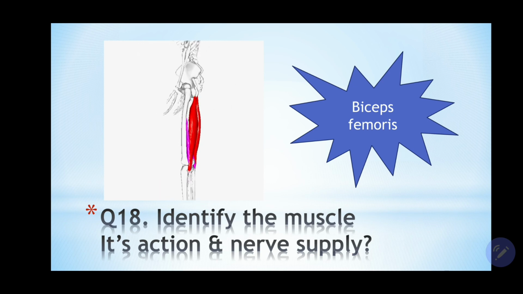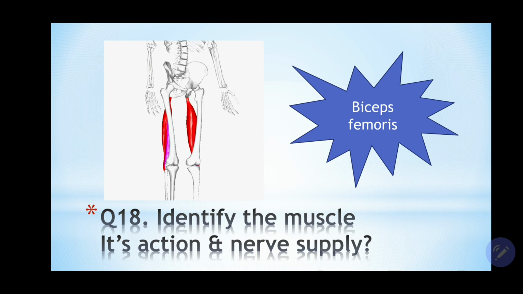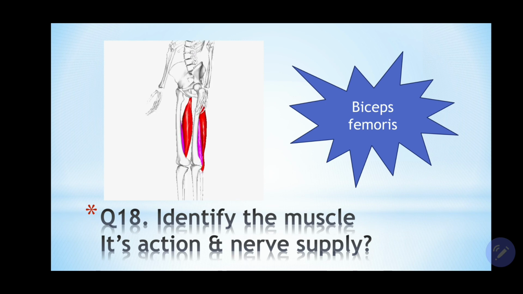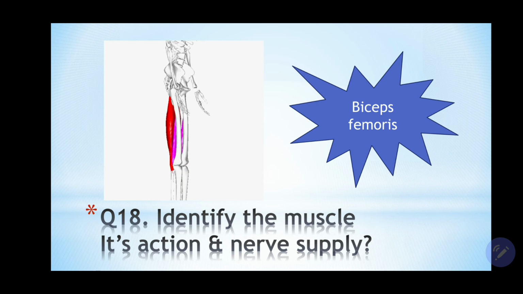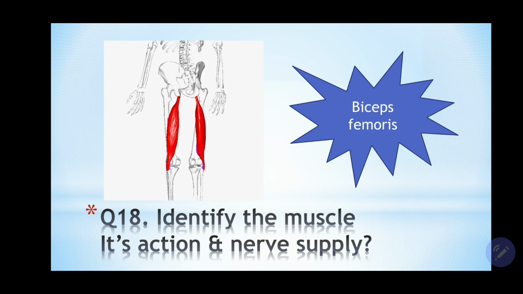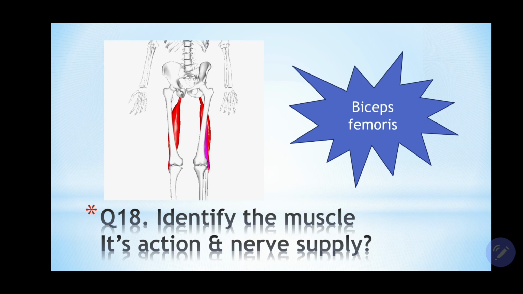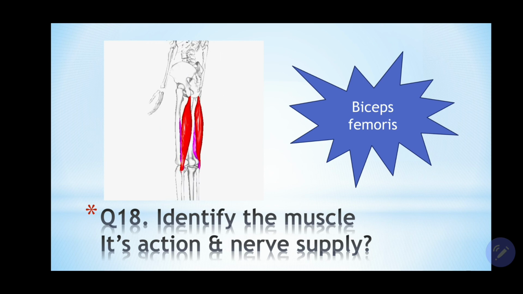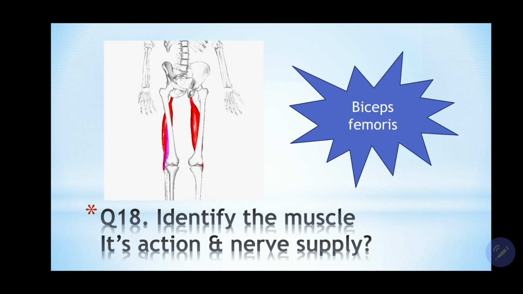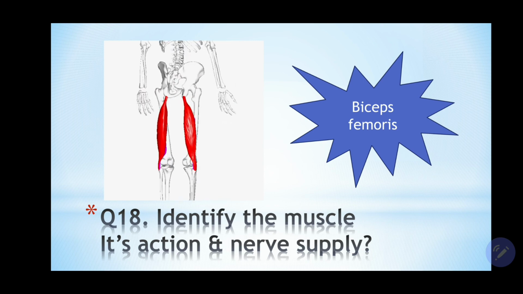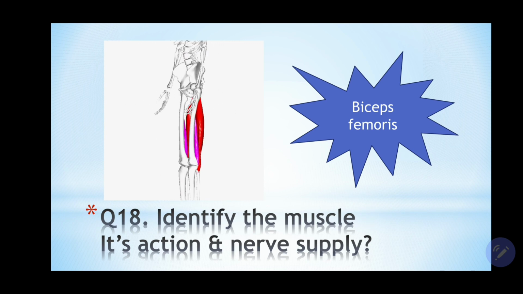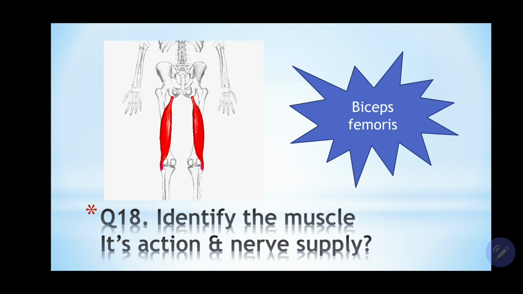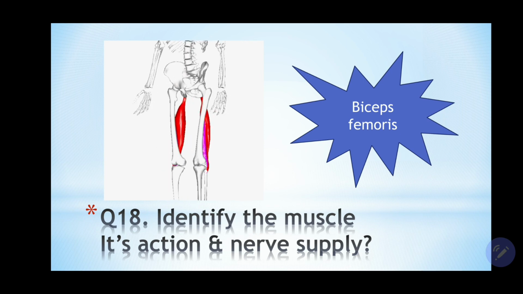Okay, and if the MCQ says which of the following muscle is not a hamstring, and the choices are adductor magnus, semimembranosus, semitendinosus, and the long head of biceps femoris, in that case your answer will be adductor magnus, because adductor magnus completely is not a hamstring, only the ischial part of the adductor magnus is hamstring. Okay, so that was about this muscle.